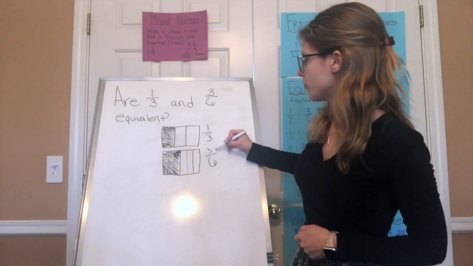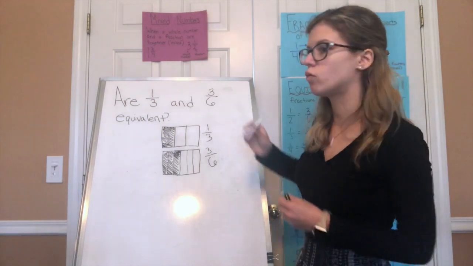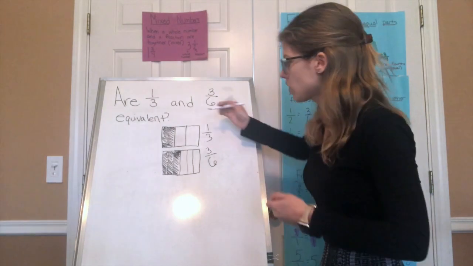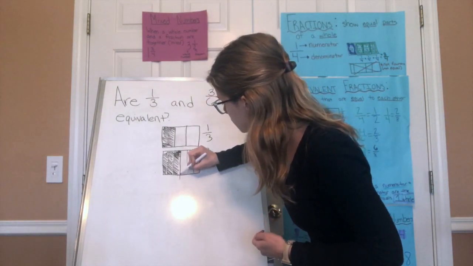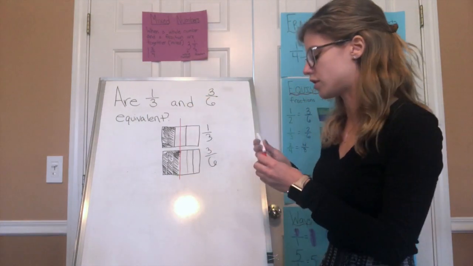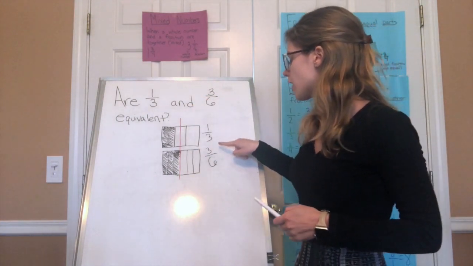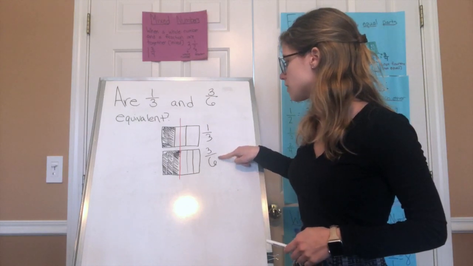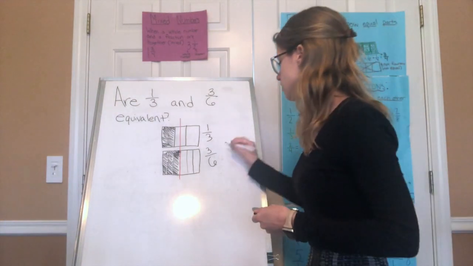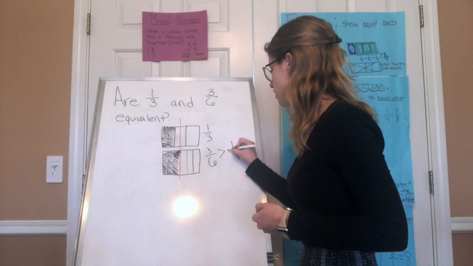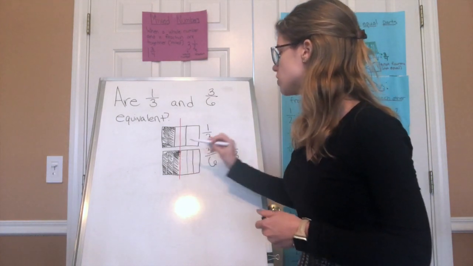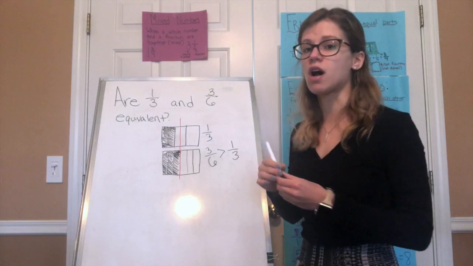So here I have 3/6 shaded in, and here I have 1/3 shaded in. So what I'm going to do is just draw a line, that way I can easily see where 3/6 and 1/3 is shaded in. So what I can see here is that 3/6 is greater than 1/3. So I can tell that 3/6 has more shaded in than 1/3, so they are not equivalent.